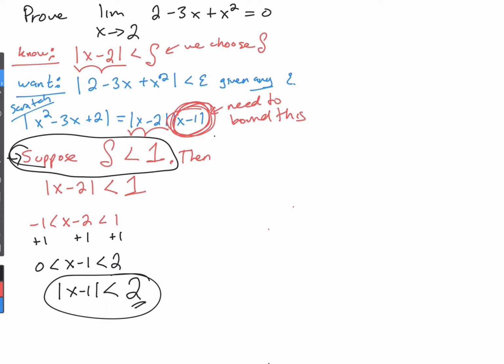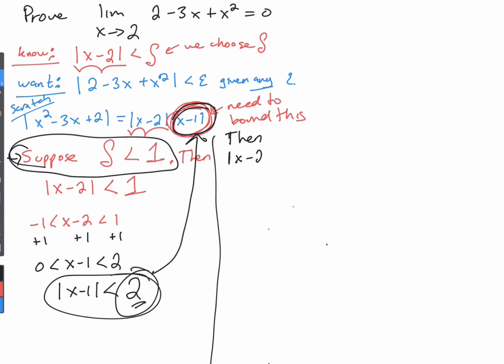Okay, continuing my scratch work. So what's the whole point of this 2? This 2 is going to go right here. So then what can we say? x minus 2 times x minus 1 is less than 2 times x minus 2, right? Did I make that substitution and introduce the less than sign? Because x minus 1 is less than 2, that's what we just said after we did all that stuff on the left side. So now what?